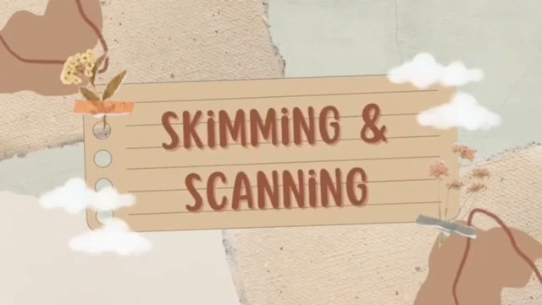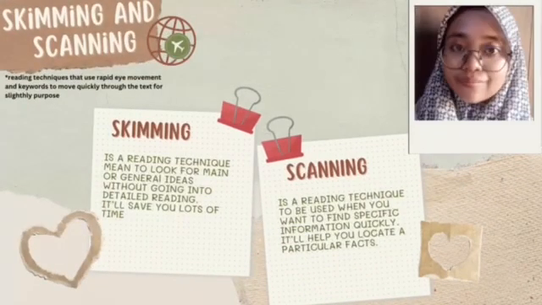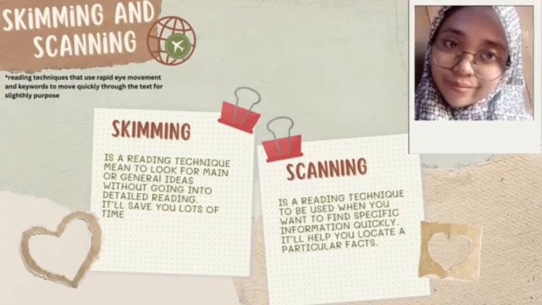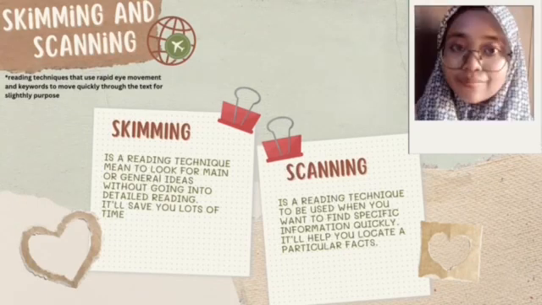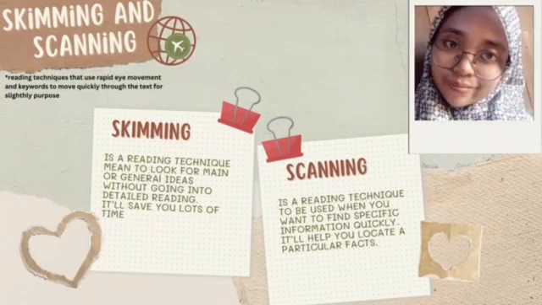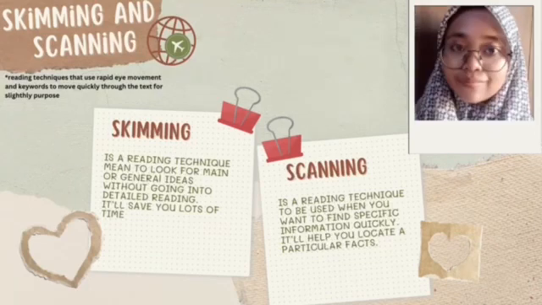Today in this video, we would like to talk about the skimming and scanning lesson. Skimming and scanning are reading techniques that use rapid eye movement and keywords to move quickly through the text for different purposes. So there are differences between skimming and scanning. Skimming is a reading technique meant to look for the main or general idea without going into detailed reading. It will save you a lot of time, while scanning is a reading technique to be used when you want to find specific information quickly. It will help you locate a particular fact.